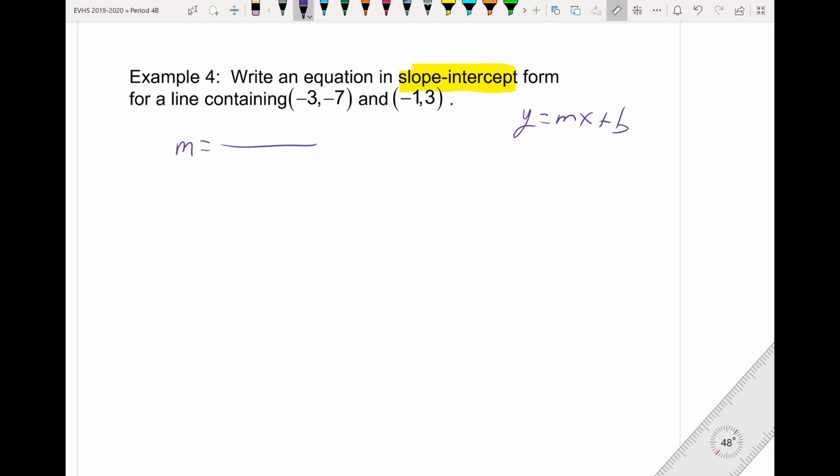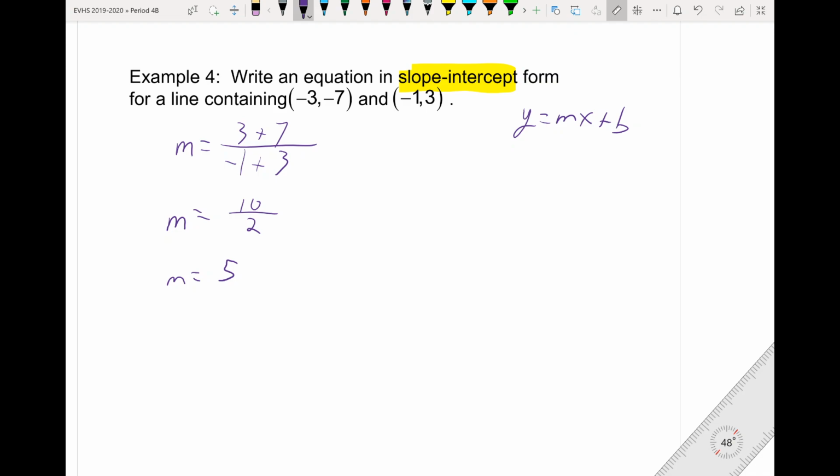y2 minus y1, so 3 plus 7 over x2 minus x1, -1 minus -3, which becomes +3. So m is what, 10 over 2? That feels wrong. 3 plus 7 is right. Negative 1 plus 3 is 2. No, that's right. M equals 5. Okay?